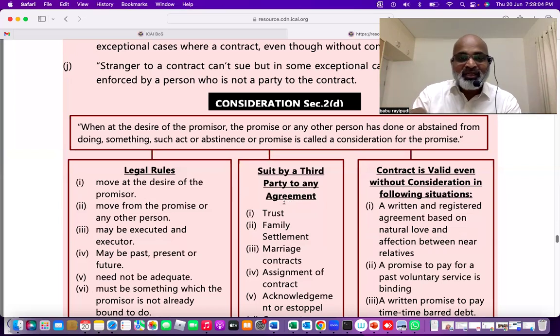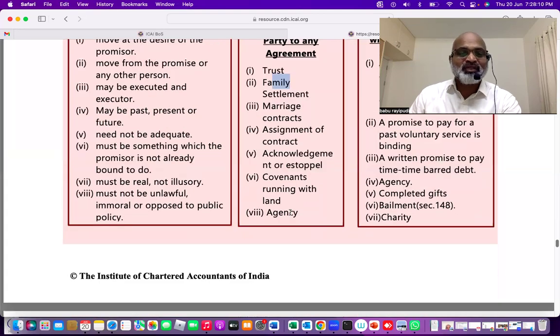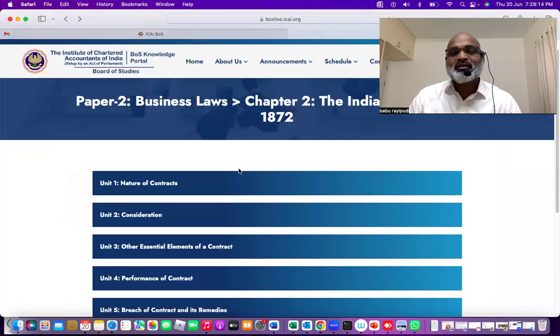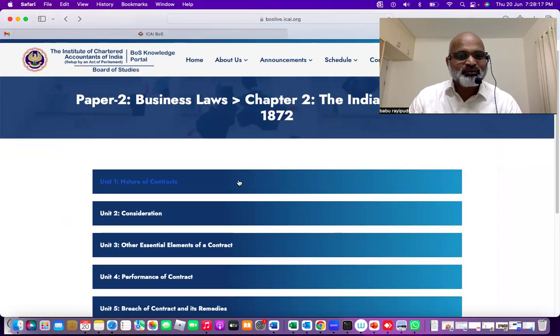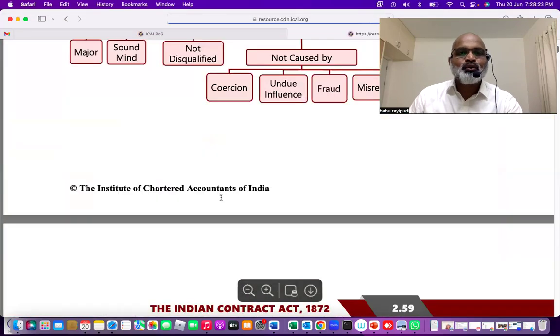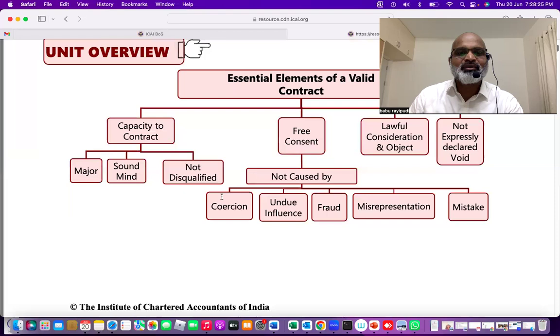This will help you. If in case you have a doubt what exactly I should write for trustee or family agreement, you just go and look once so that you will have an idea. So mostly exceptions to the general rule plus privity of contract, both. Other essential elements, my sincere advice, don't leave. Here itself I'm telling you, other essential elements, coercion, don't leave.